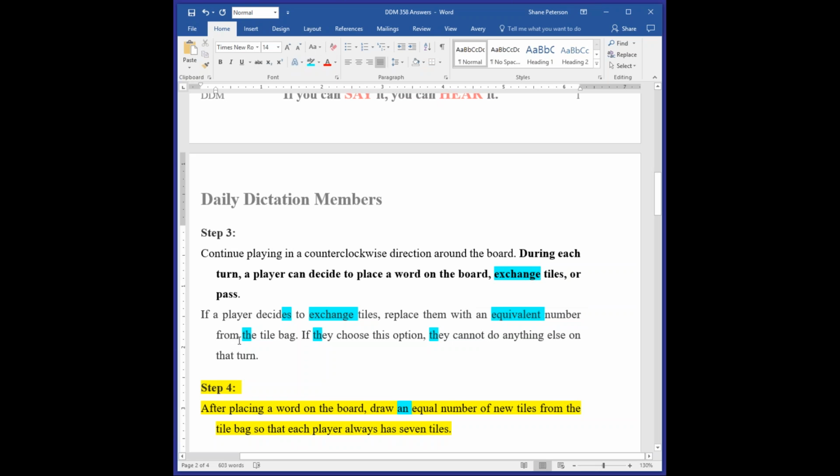Yeah, and suddenly your TH has got bad. From the tile bag. If they choose, they cannot. Good job. Very good. Yeah, you're doing really well. Exchange was screwing you up. Equivalent. And your THs in general were good, but suddenly they got pretty bad.